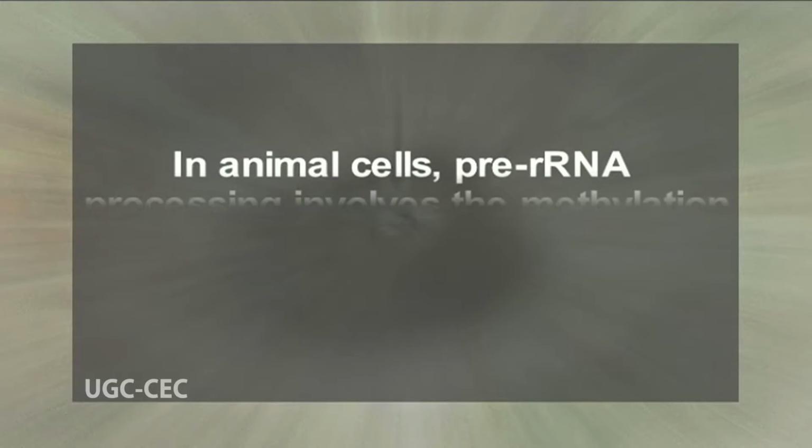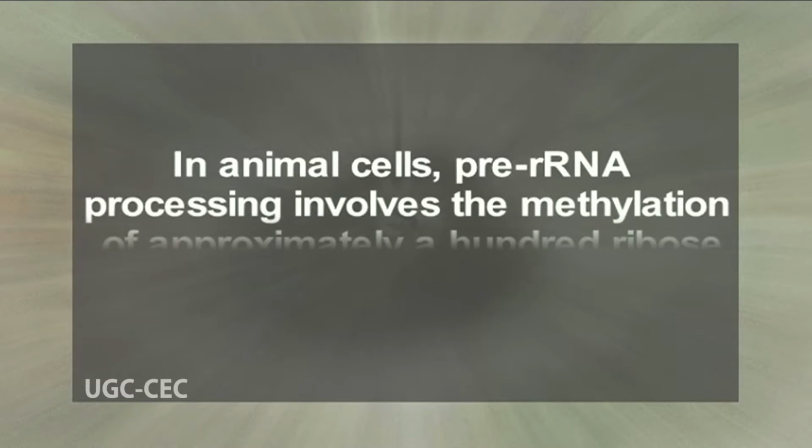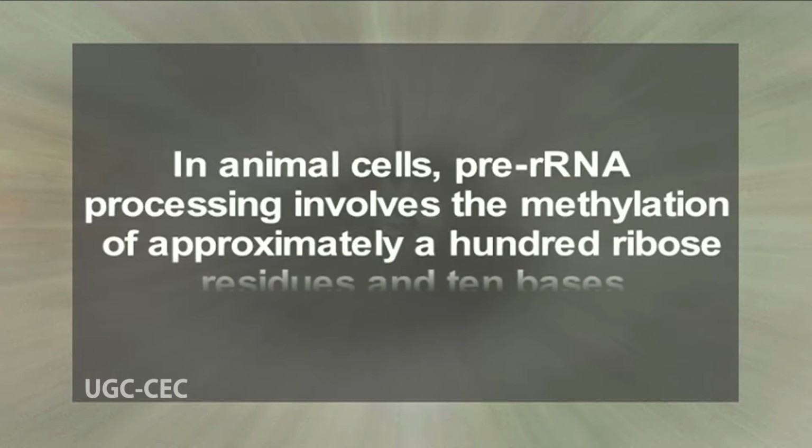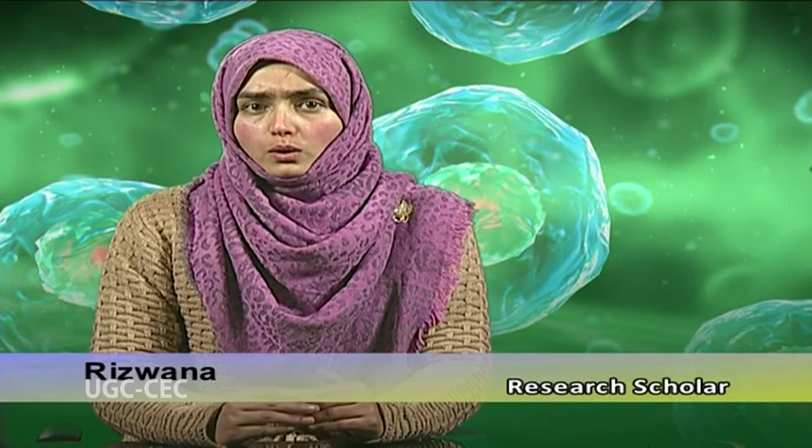In animal cells, pre-rRNA processing involves the methylation of approximately 100 ribose residues and 10 bases, in addition to the formation of about 100 pseudouridines. Most of these modifications occur during or shortly after the synthesis of the pre-rRNA, although a few take place at later stages of RNA processing.